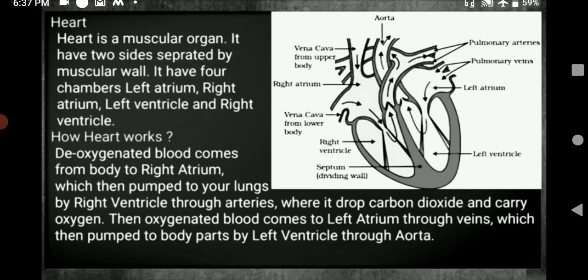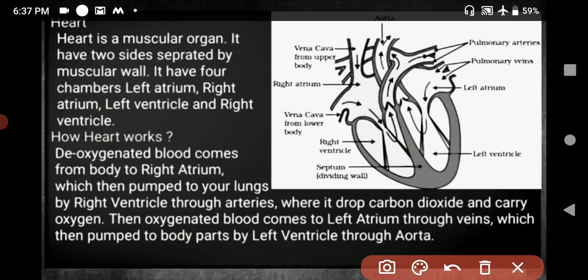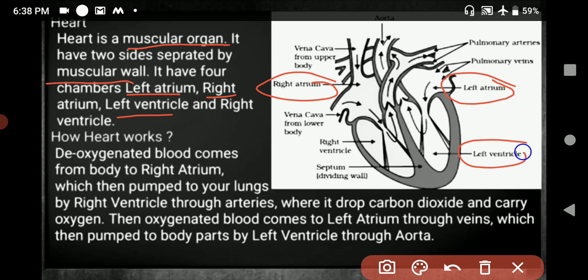Now human heart. Heart is a muscular organ. It has two sides separated by a muscular wall. It has two sides, right and left, which is separated by a muscular wall. It has four chambers, that is left atrium. This is your left atrium. Right atrium. This is your right atrium. Left ventricle. This is your left ventricle. And right ventricle. This is your right ventricle. Okay. So now the next topic is how the heart works.